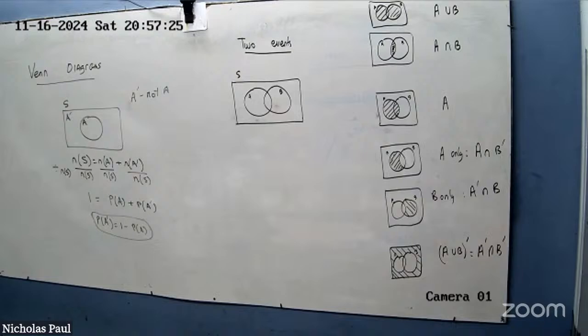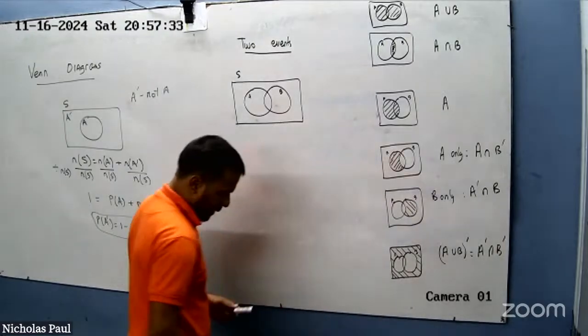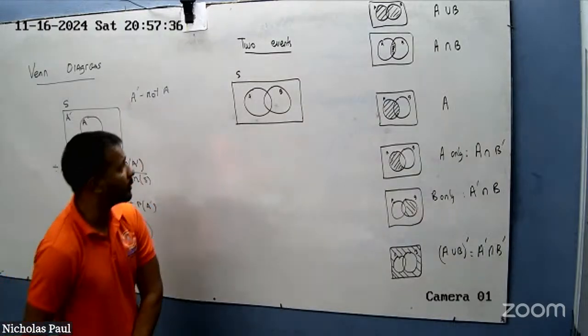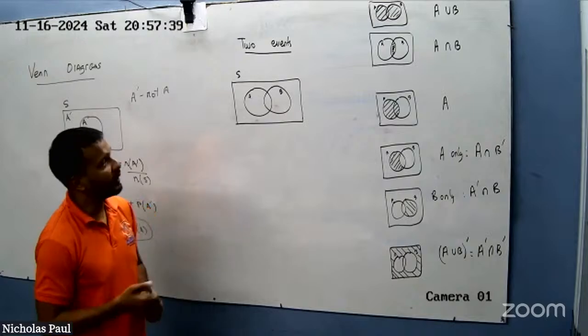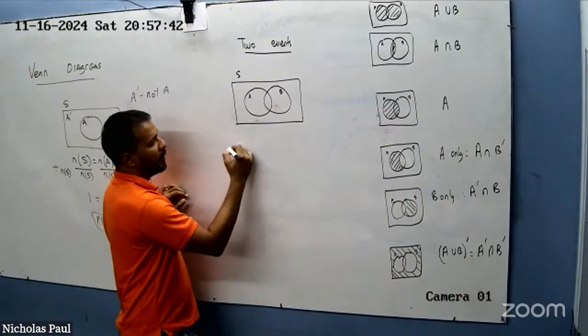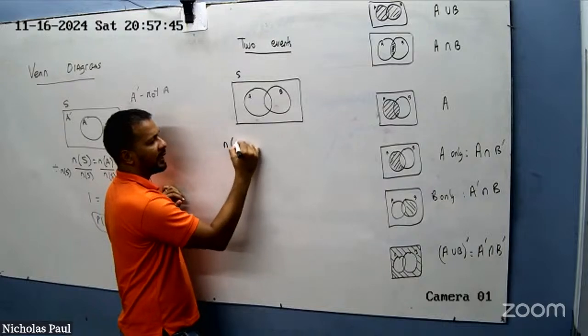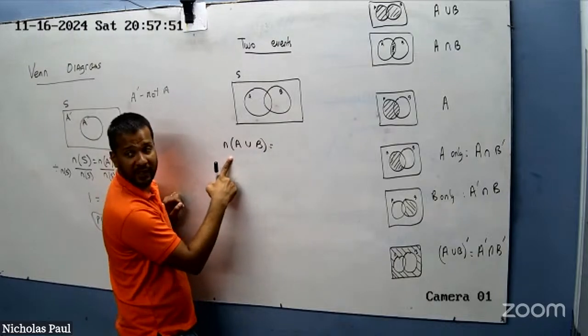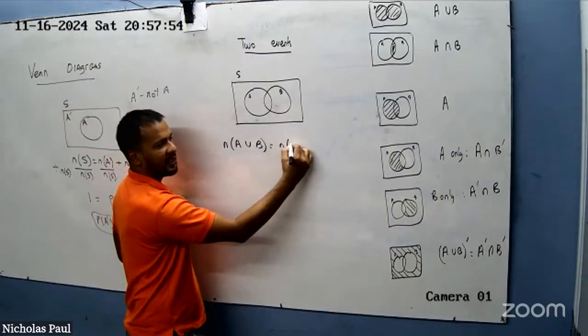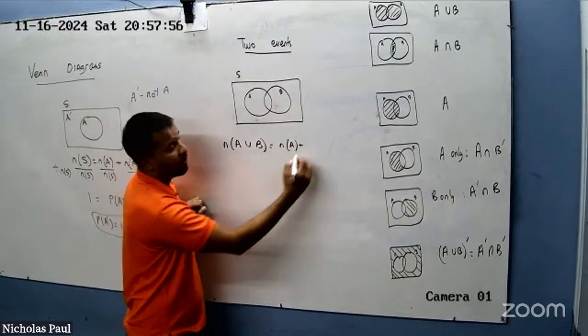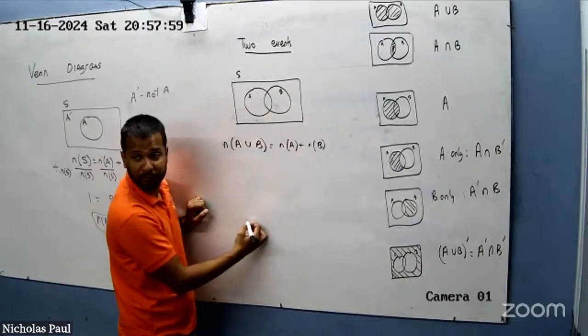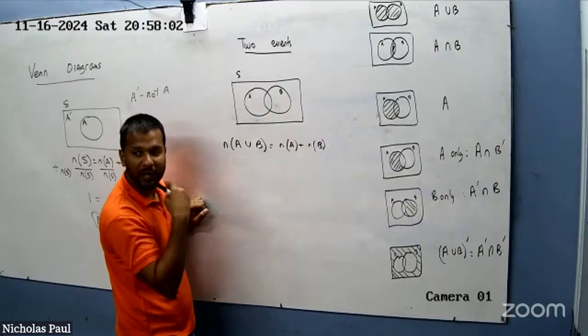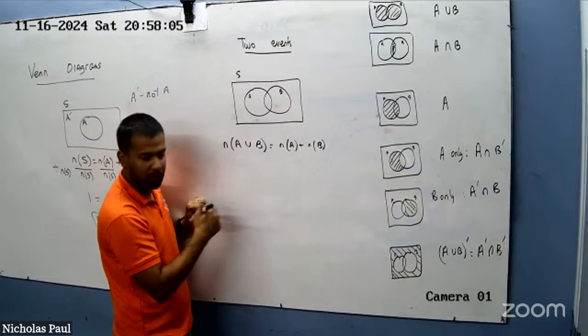Ready? So let's take a look at if we can develop a formula like this. I want to develop a little formula here for two events. So what is the number in A union B? How do I get the number of elements in A union B? We just said all the elements in A plus all the elements in B, but no repetition. So how do I get rid of the repetition?